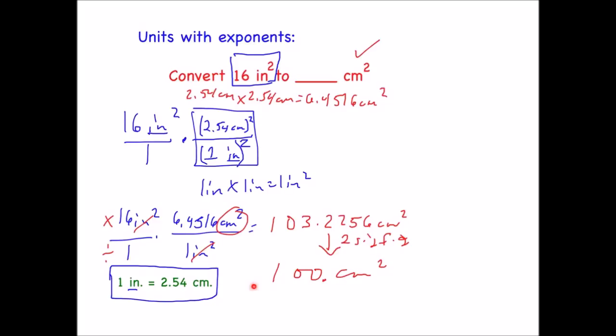You start counting from the left, and the first non-zero digit is 1, 1, 2, 3. Now it's got 3 significant digits. So actually the only way to represent 100 with 2 significant digits is to turn it into scientific notation.